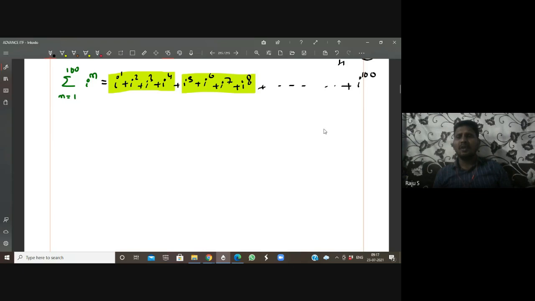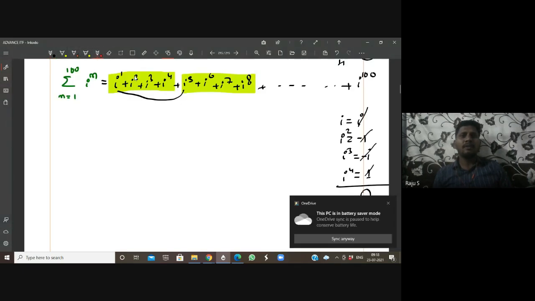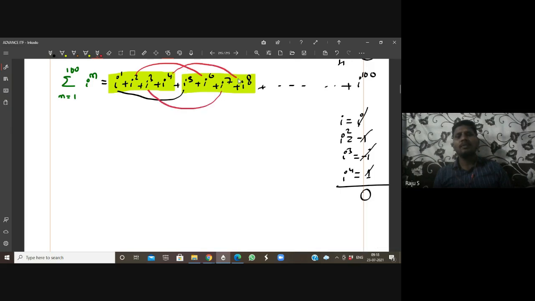In that, iota power 7 is iota. Iota square is minus 1. Iota cube is minus iota. Iota power 4 is plus 1. When we add all this, plus iota and minus iota cancel, minus 1 and plus 1 cancel. The sum of all these values is 0. Iota power 5 is iota power 1, iota power 6 is iota square, iota power 7 is iota cube, and iota power 8 is iota power 4. The values will be repeating. The sum of continuous 4 values becomes 0 till 100.